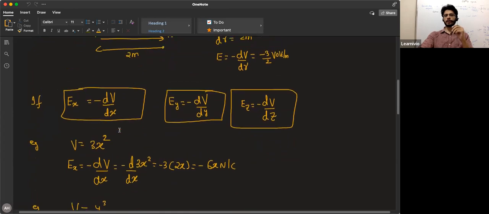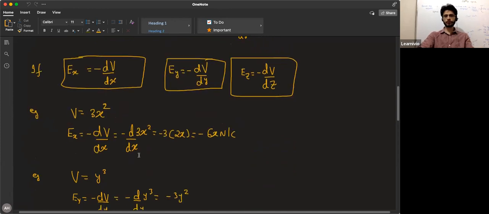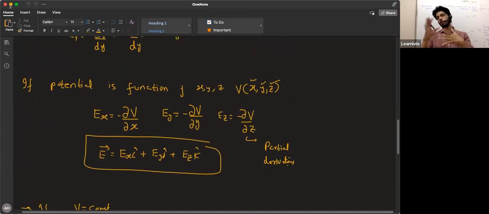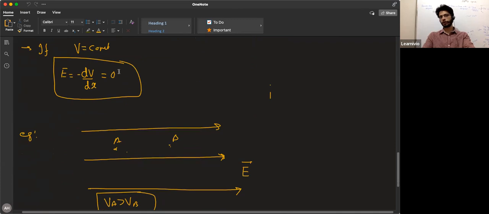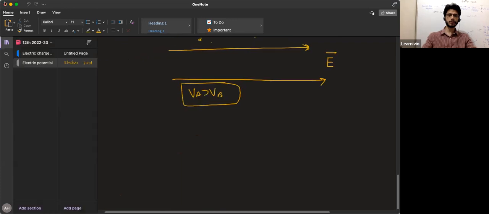And we also calculated that if we differentiate potential with respect to x, we get the x component of field. If we differentiate with respect to y, we get the y component, and with respect to z, the z component. If potential depends on all the coordinates x, y, z, then we get all the components of field. If potential is constant, that means your field is zero. This is what we discussed in the last class.